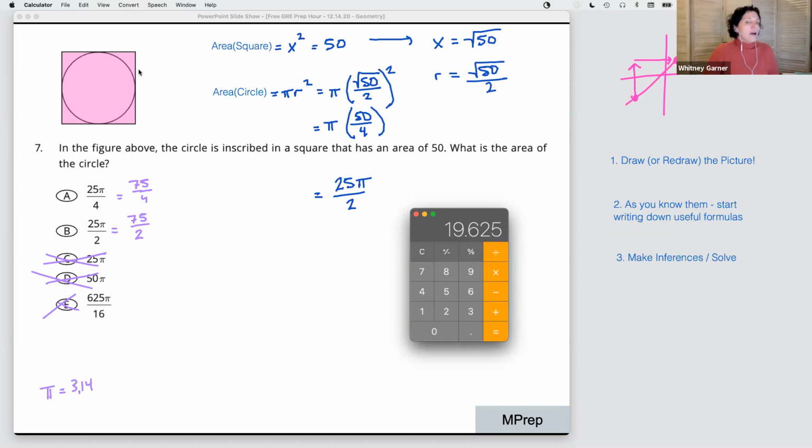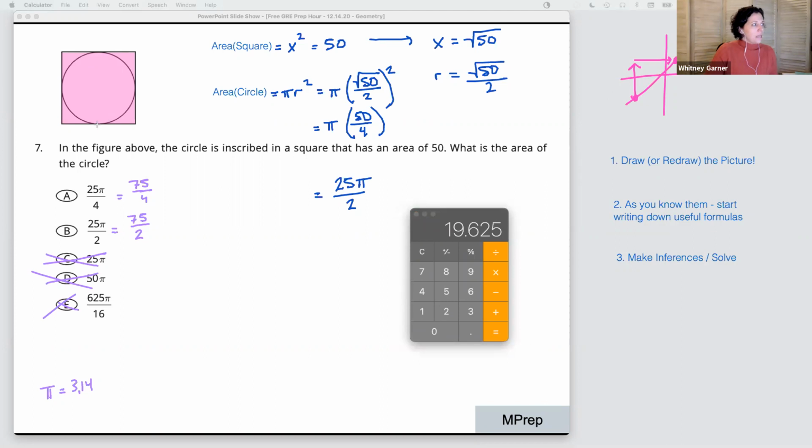If the area of my square is 50, the circle would appear to be more than half. More than half. So I'm going to need an answer that's over 25. And I can kind of prove that.